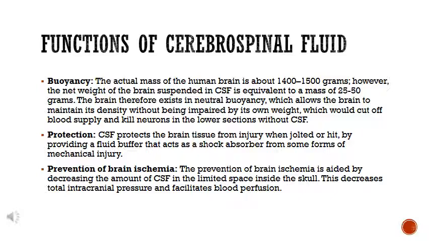It prevents brain ischemia. How is that possible? The prevention of brain ischemia is aided by decreasing the amount of CSF in the limited space inside the skull. This decreases total intracranial pressure and facilitates blood perfusion.